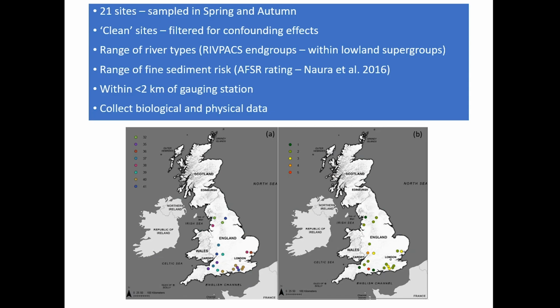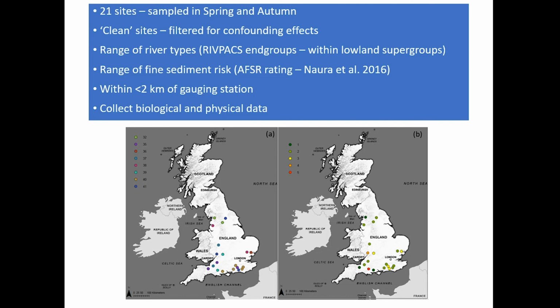In order to do this, I thought it was really important to collect new independent data from the two articles that developed the indices. So I sampled 21 different sites in spring and autumn, which is in line with Environment Agency timings for ecological assessment. I made sure that they were relatively clean sites, so I filtered for confounding effects such as water quality, because I was really trying to isolate the effects of sediment.